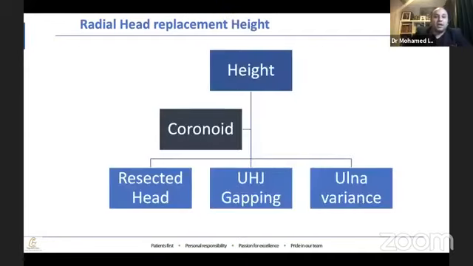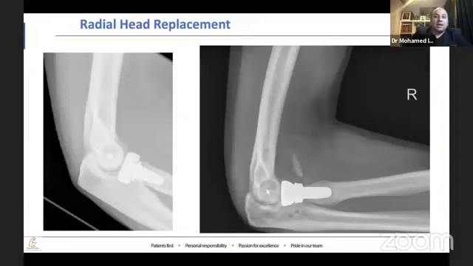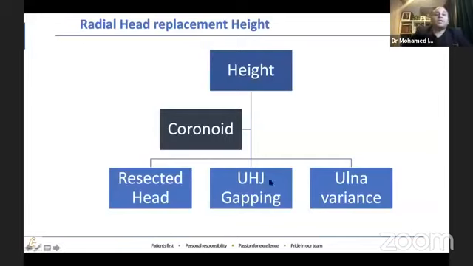The problem with radial head replacement, and the main problem that I see, is that all of us tend to overstuff the radial head. It's usually a size smaller than what you have in mind. In order to gauge that, the best way is to look at the coronoid or the proximal radioulnar joint. When you size your radial head, look at the tip of the coronoid and the joint line of the coronoid. Your radial head shouldn't be extending beyond that line, and can be below it.